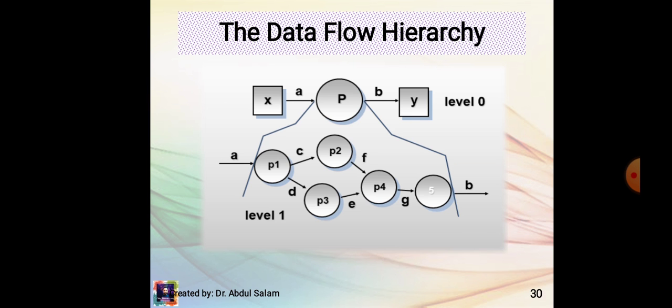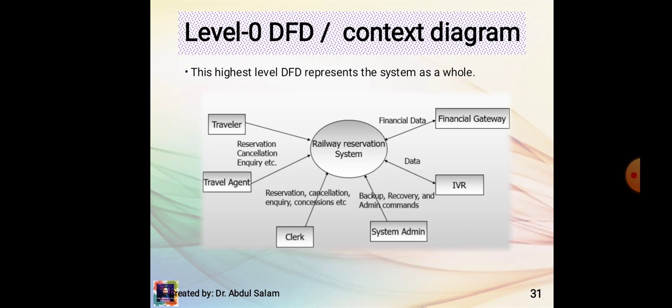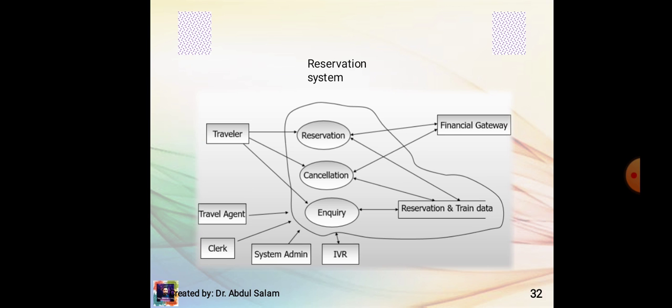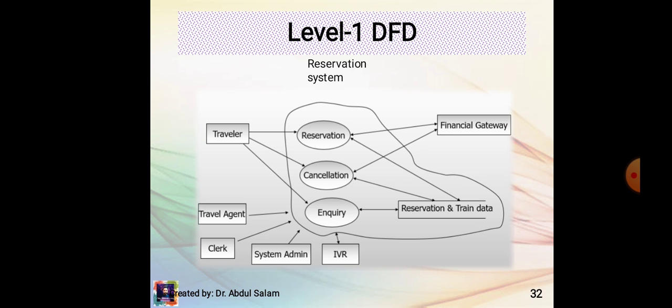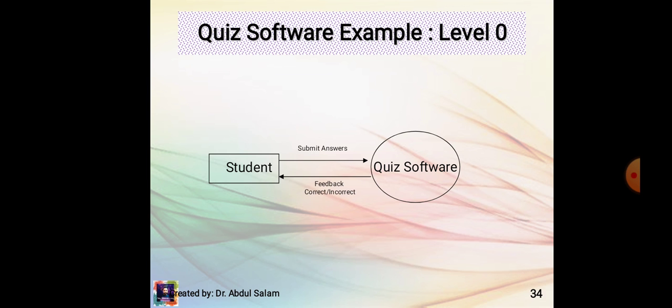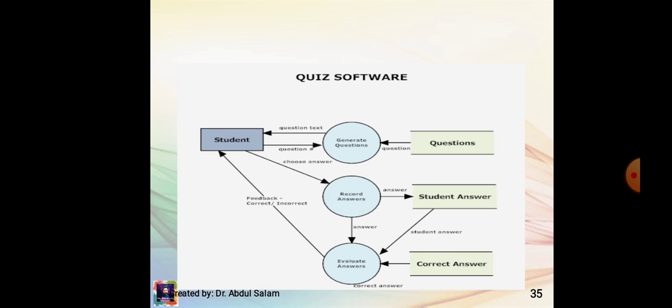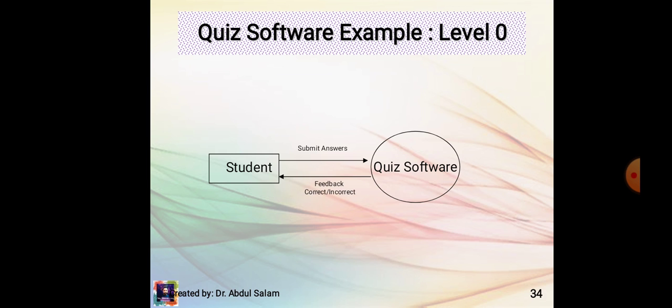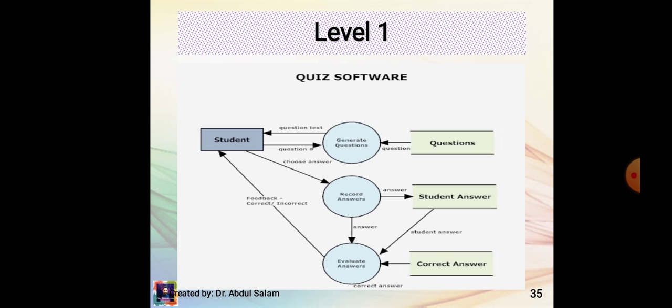The data flow hierarchy. Level 0 DFD or context diagram. This highest level DFD represents the system as a whole. Level 1 DFD. This is the level 2 DFD. Quiz software example. Level 0. Level 1 quiz software.